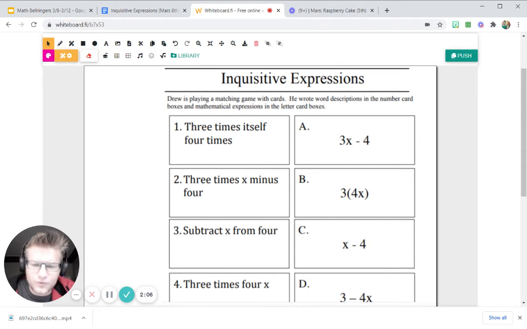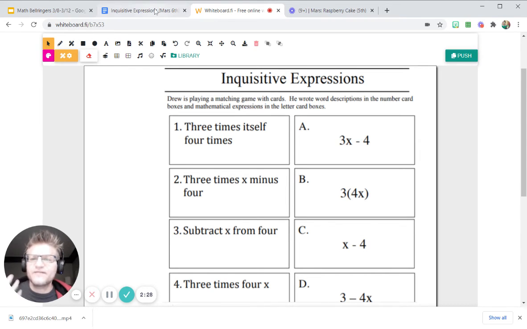Next one, number two: three times x minus four. That one's a little more straightforward, a little more like what we've been doing. On each one of these, look for the one that it matches to. Three times x minus four. I think right away you know which one that is. So find the match. And then as you go down the list, I'm going to click over to here.